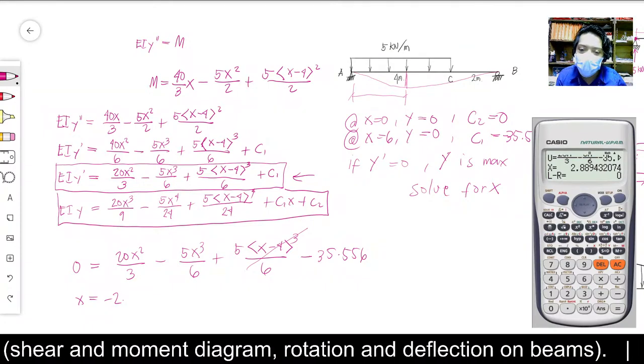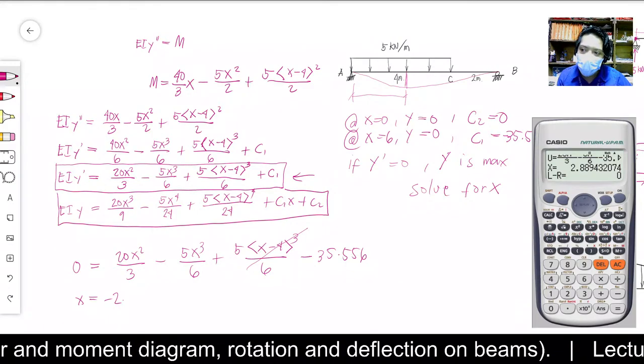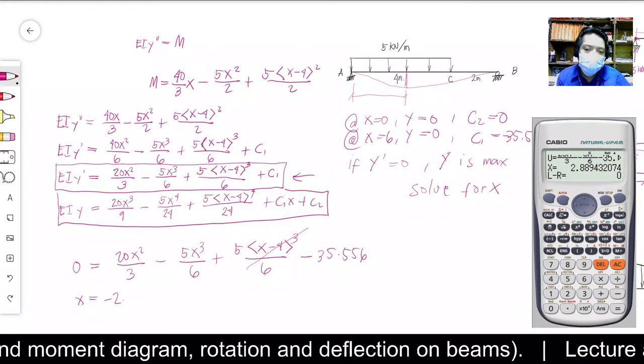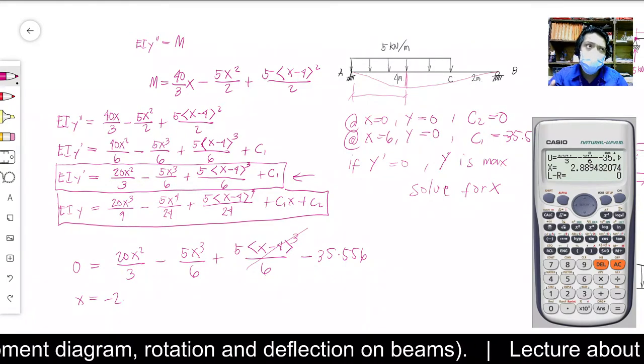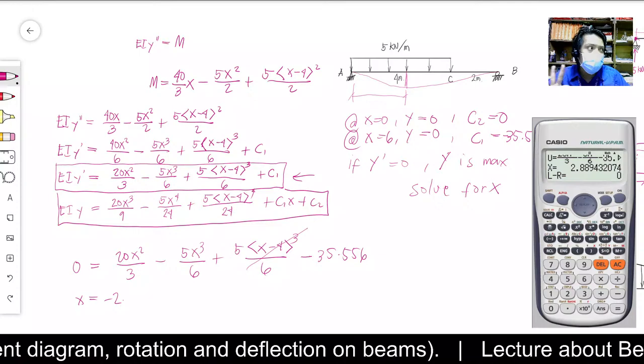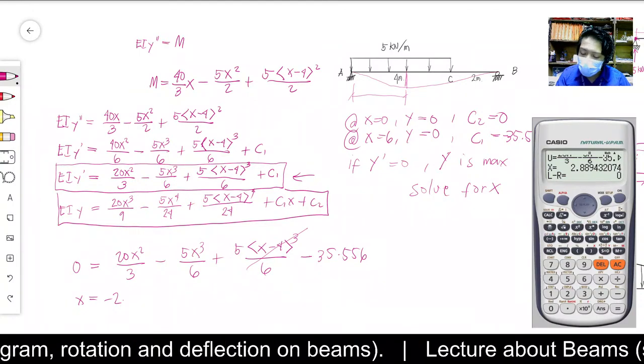Okay, let me explain. Earlier, our answer was negative 2 point something. Now this time, it is 2.88. That is because our equation is cubic. Right? A cubic equation has 3 roots. So the shift solve gives only one of them.